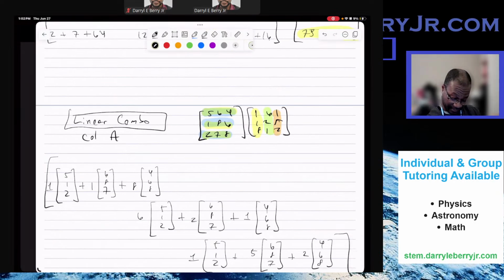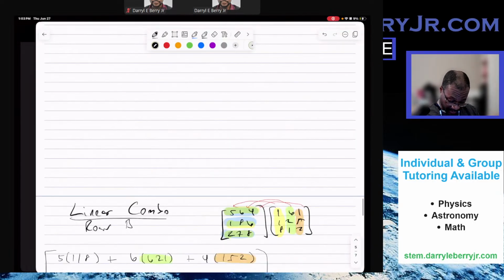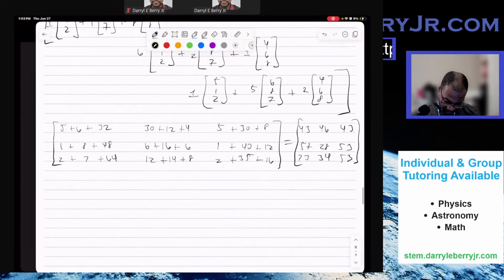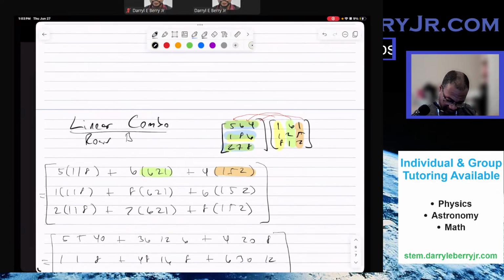This is my matrix. 564, 186, 278, 161, 125, 812. I have 5, 118, 6, 621, 4, 152. I'm getting 45 instead of 43.